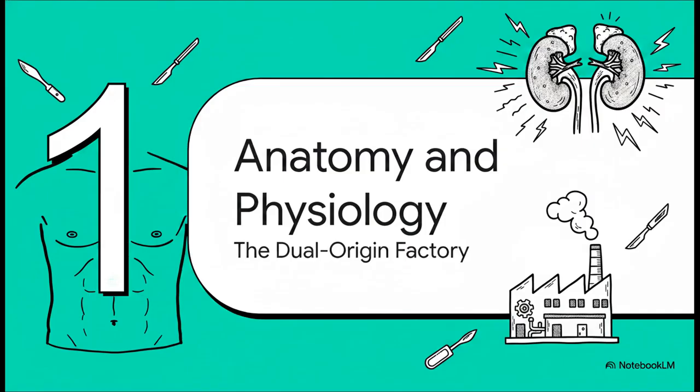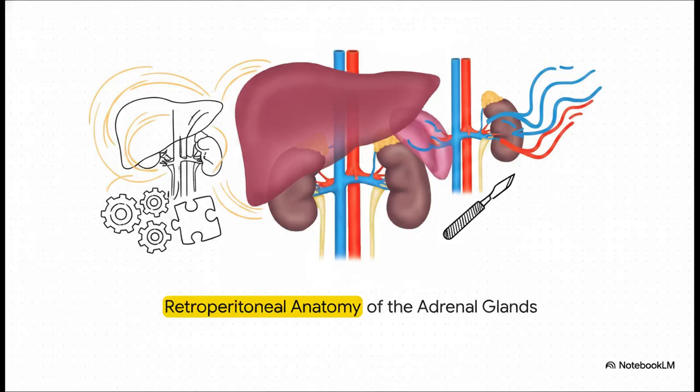So, starting with section 1, adrenal anatomy and physiology. Now, what's really interesting about this layout is how it dictates our surgical approach. You can't understand the pathology without appreciating this normal baseline state. The adrenal gland isn't just a simple block of tissue, it's a remarkably potent hormone factory.